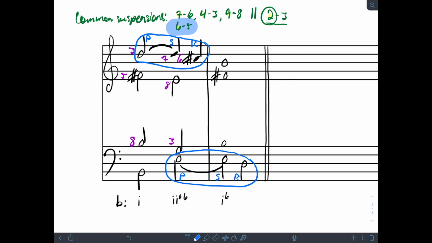Okay, so you see here I've grouped the notes together using a circle rather than a bracket. I'm just illustrating that either will work fine as long as we're very clear about which notes we're identifying as part of the suspension.